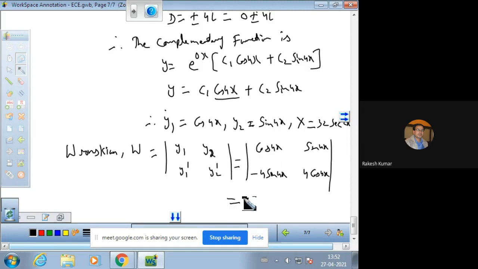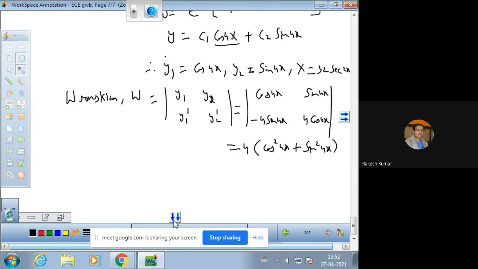Expand the determinant, you will have 4 cos square 4x plus sine square 4x. The bracket term is 1 because cos square theta plus sine square theta is always 1. So the value of the Wronskian comes out to be 4. Now you can find out the particular integral.